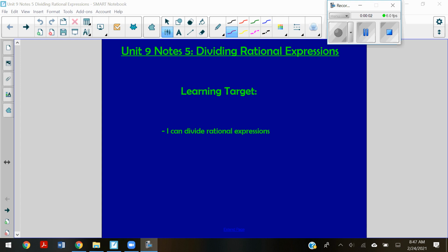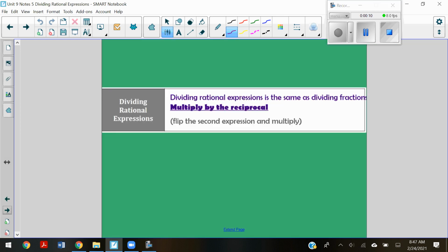Hey friends, it's Unit 9, Notes 5 that we're going to be tackling today. It's on dividing rational expressions, and it's super similar to multiplying, because when you're dividing fractions, you just change the division to multiplication and you flip the fraction. And now it's a multiplication problem. Same thing with rational expressions. You're going to multiply by the reciprocal.